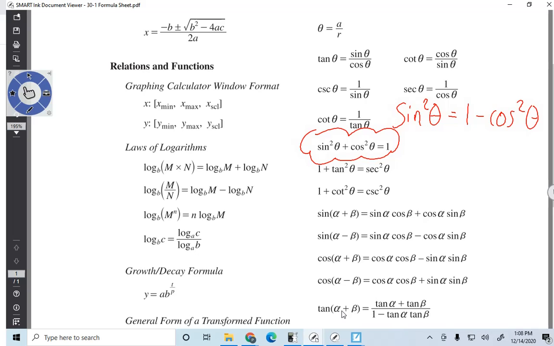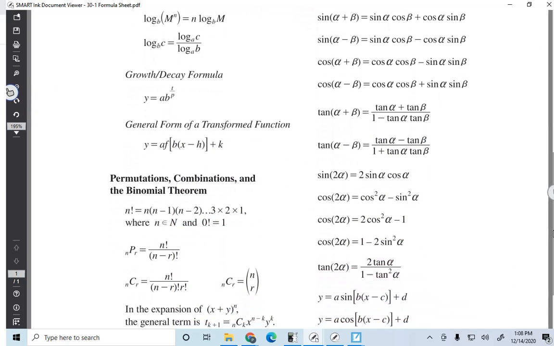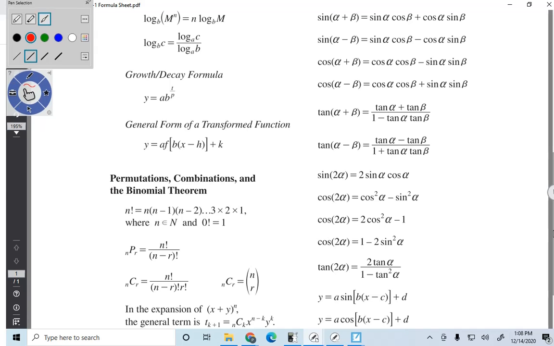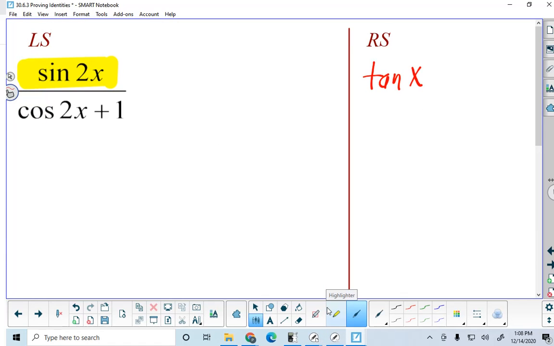I can't even see it. I guess it must be lower. Yeah, there it is. Sine of 2x is 2 sine x cos x. Again, I kind of hope that that's one of those ones that's stuck in your head now. You know it. So that's fine. I can rewrite sine of 2x as 2 sine x cos x.